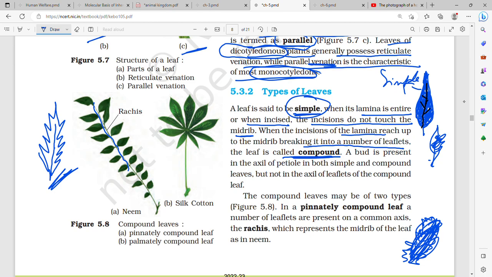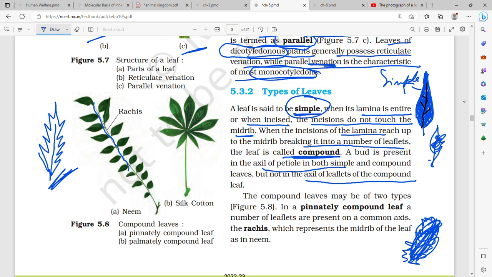A bud is present in the axil of the petiole in both simple and compound leaf, but not in the axil of leaflets of a compound leaf. So the axillary bud will be present in the compound leaf as well as the simple leaf at the leaf base or axil of the petiole, but it will not be present at the axil of leaflets.